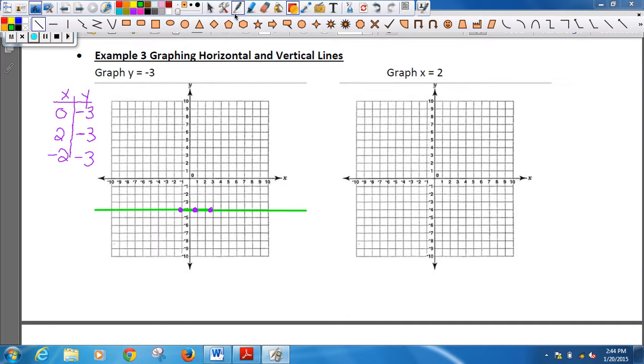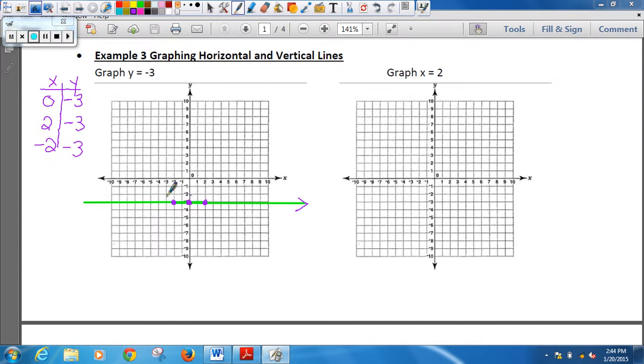And you should notice that it is a horizontal line. So anytime you have y equals any number, it's going to be a horizontal line.